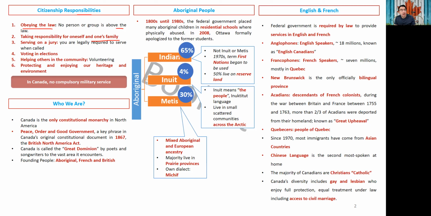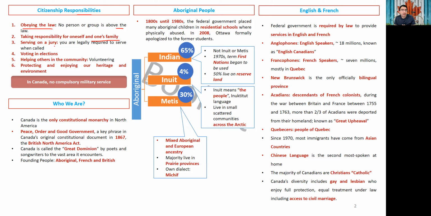The third thing is serving on a jury, which is something special in Canada and the USA. So if there is a trial, the judge may ask for a group of people, civilians, normal people, to come to the trial and act as witnesses to the trial, and to give their own opinion. And if you are asked to serve on a jury, it is legally required to respect this and to go and serve whenever called.